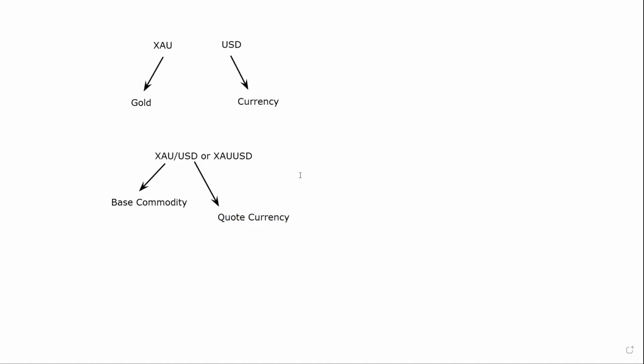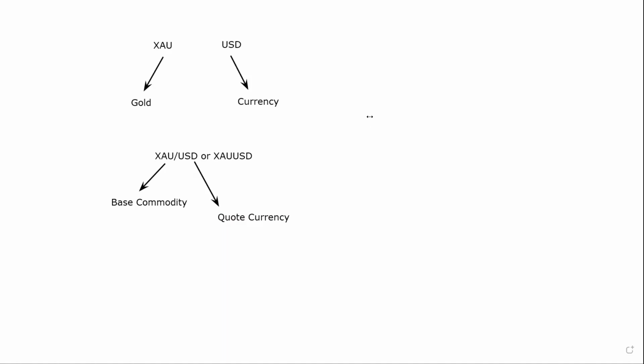So let's suppose the value of gold is, and I tell you one thing very clearly, that the base commodity or base currency is always one unit. Remember that. And the quote currency is actually the value of the exchange rate. The value of the quote currency is the value of the exchange rate.